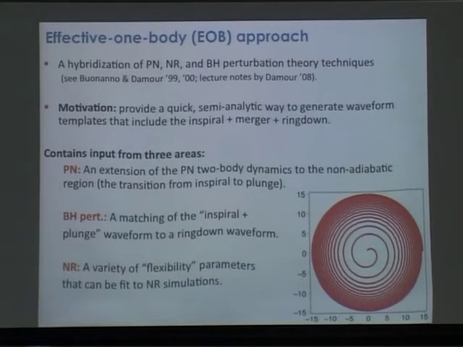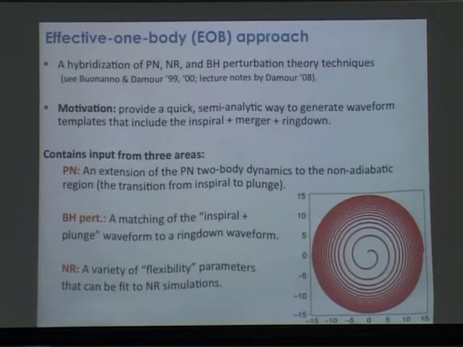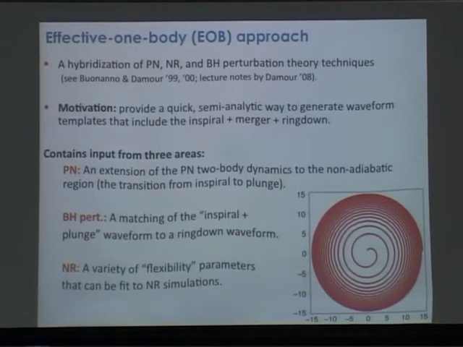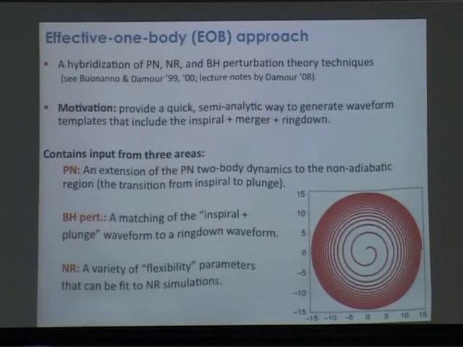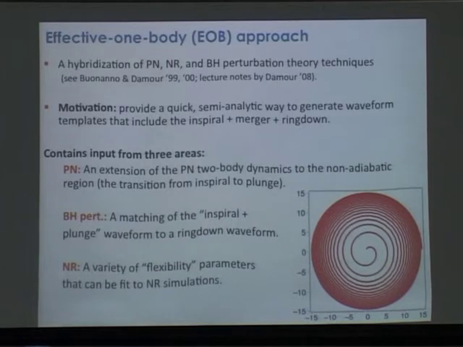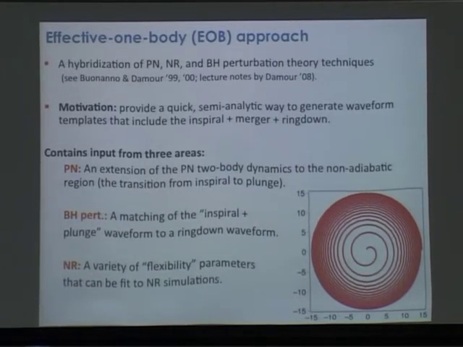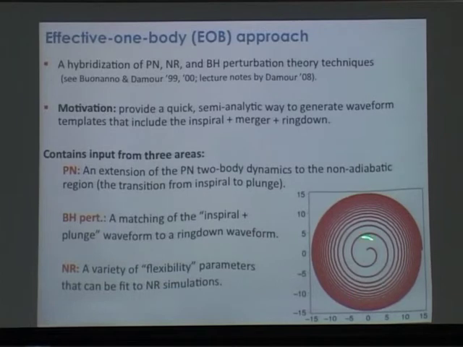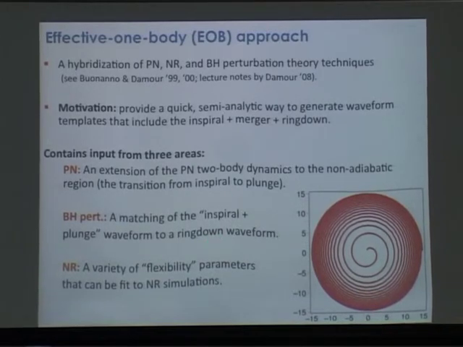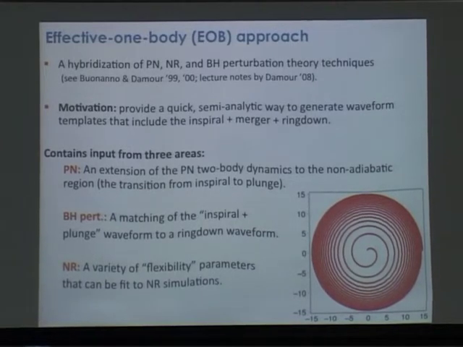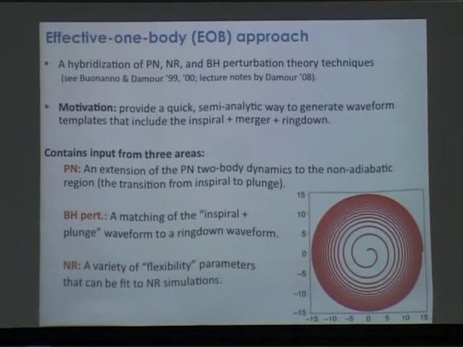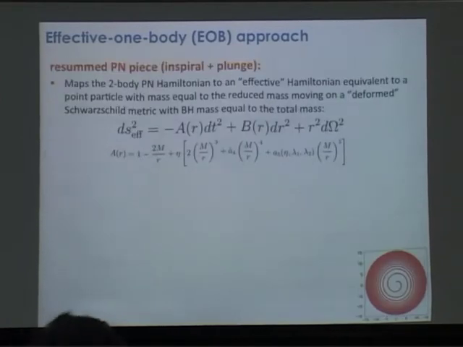And it contains input from basically 3 different areas. There's a post-Newtonian piece of the input, which is basically a way of extending the post-Newtonian dynamics so that it goes past the adiabatic regime, the regime in which you assume the orbit decays very slowly, into a regime where, say, the radius of the orbit is decaying much more quickly. There's a piece from black hole perturbation theory where you're encapsulating the ringdown piece of the waveform. And there's also input from numerical relativity because you introduce various extra parameters which you then try to fit against various numerical simulations.